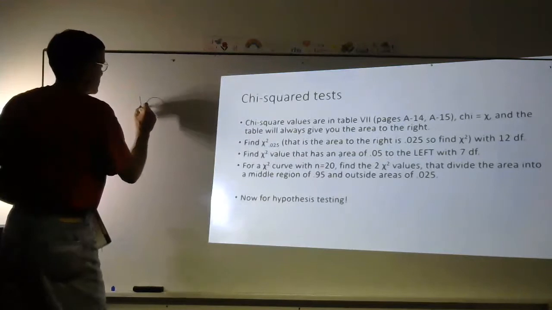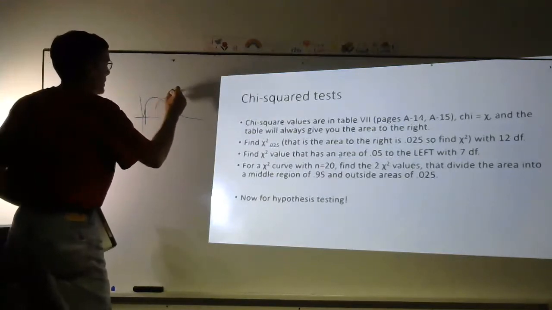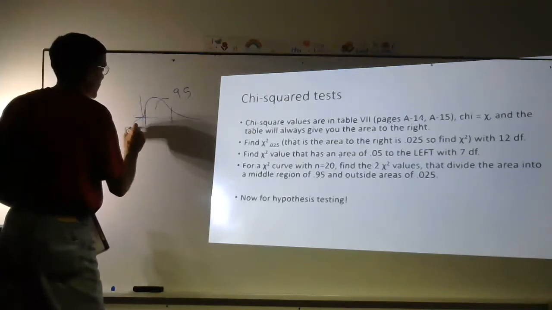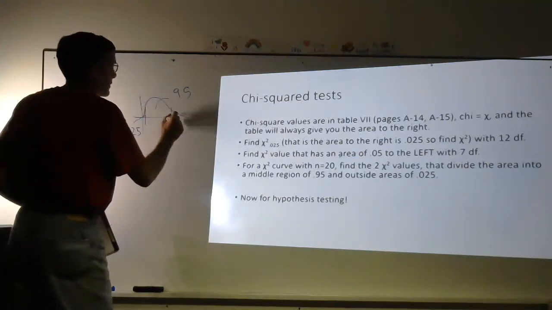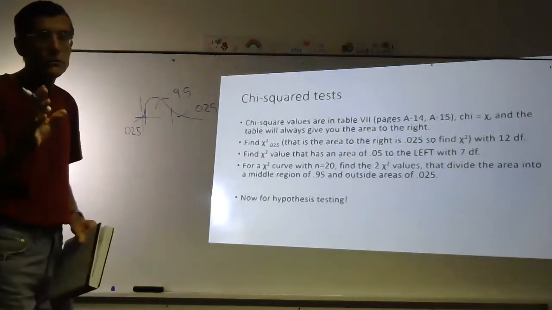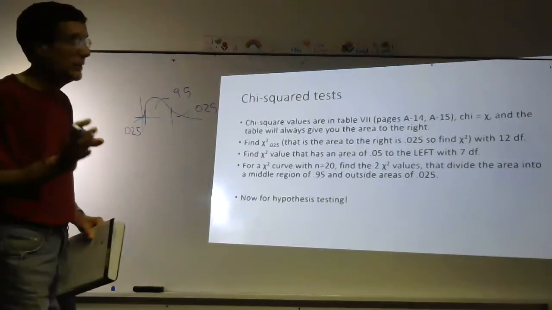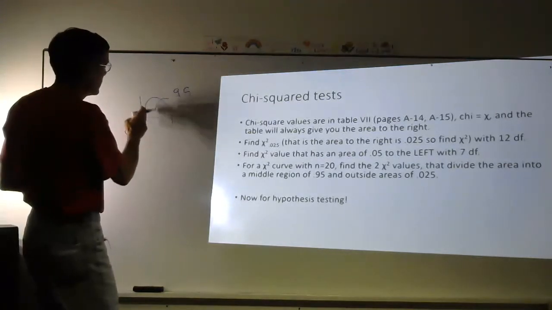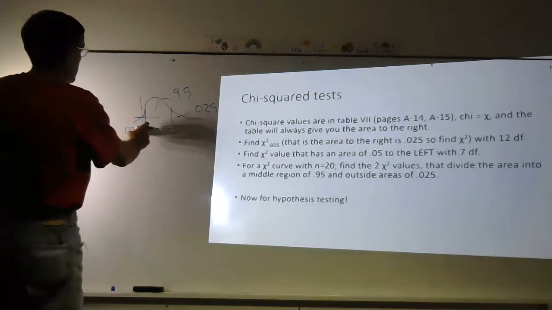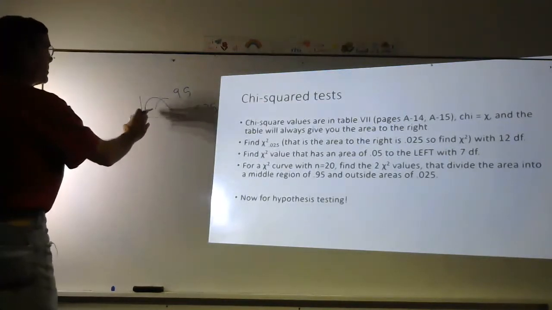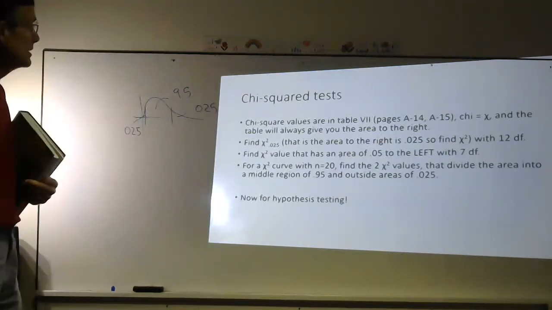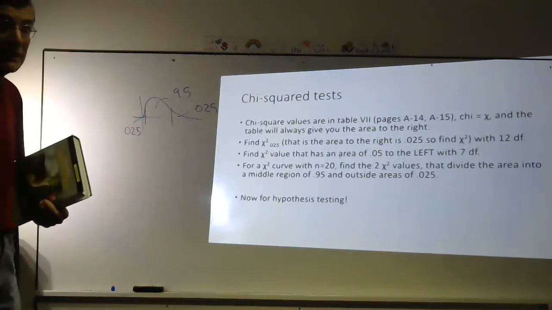We want the middle region to be 0.95. So this area right here is 0.025, and this area over here is 0.025. But you have to be careful because your chart gives you areas to the right. So how can I find the chi-squared value for this first one right here? It's got to be this area to the right. I have to add those up. Is it not 0.975 to the right?